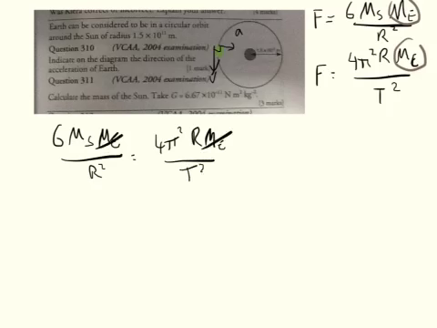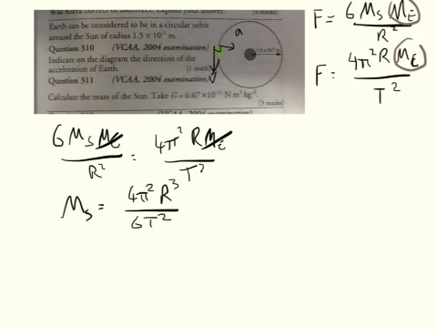Now these cancel out, which leaves us with just the gravitational constant and the mass of the Sun on the left hand side over the radius squared, which we want to then move over to the other side. So we can do that by multiplying by r squared and dividing by the gravitational constant, which leaves us with the mass of the Sun being equal to our right hand side. From here, it's just a matter of substituting in values.